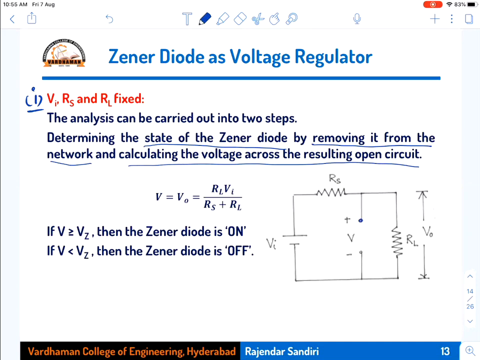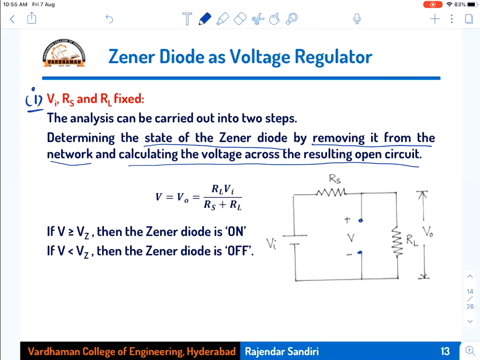So across this open circuit, there was a diode connected in the reverse direction. The diode was there, but now I am removing it. If I remove it, it becomes an open circuit. Then I want to calculate the voltage across these open circuited terminals where the diode was removed.